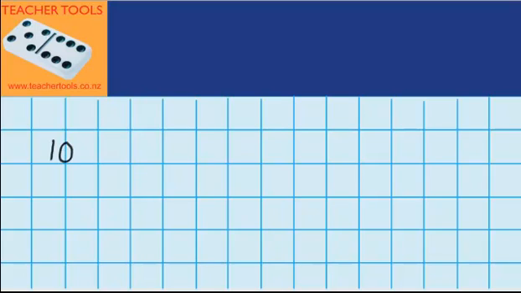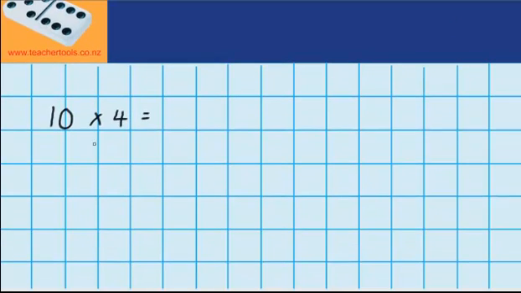10 times 4. Now you'll remember from our 2 times table lesson that this multiplication sign means groups of. So 10 times 4 means 10 groups of 4.